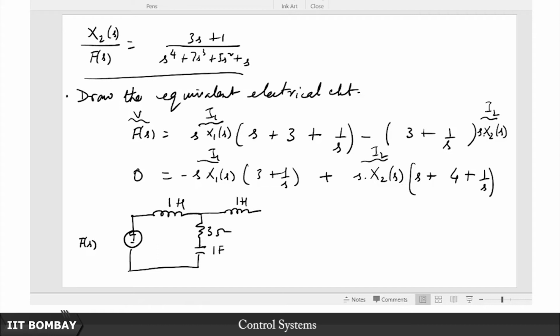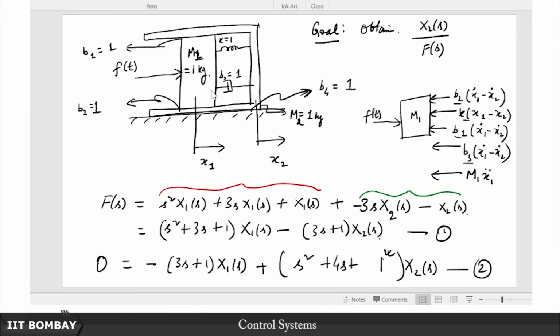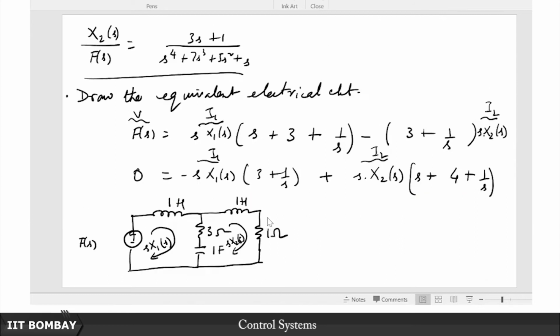So let me put that right away here, a 1 Henry inductor and a 1 ohm resistance here. And now if you call this as your S times X1(S), and if you call this current as your S times X2(S), voila, you have the equivalent electrical circuit for this mechanical system, which may not look very familiar, but if you are an electrical engineer, this circuit is really pretty commonplace. Nothing fancy about this circuit, is it, right?